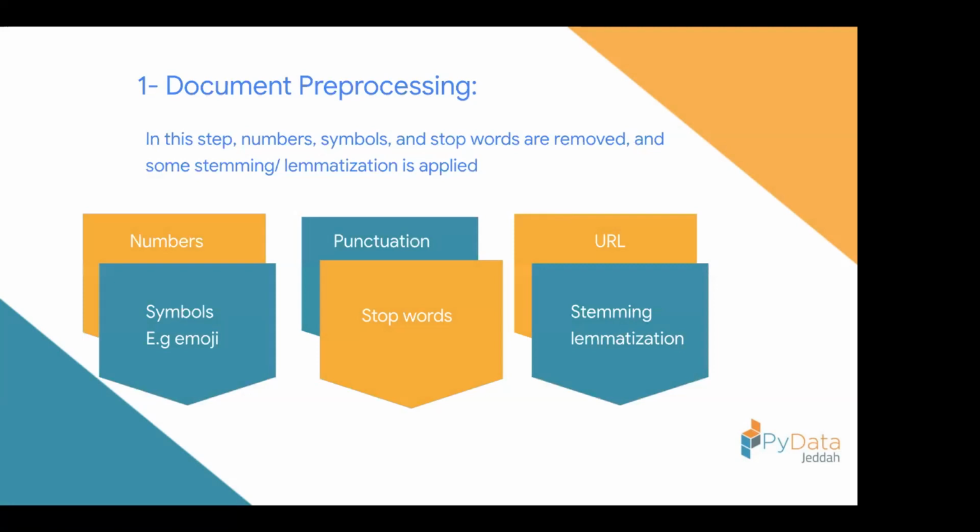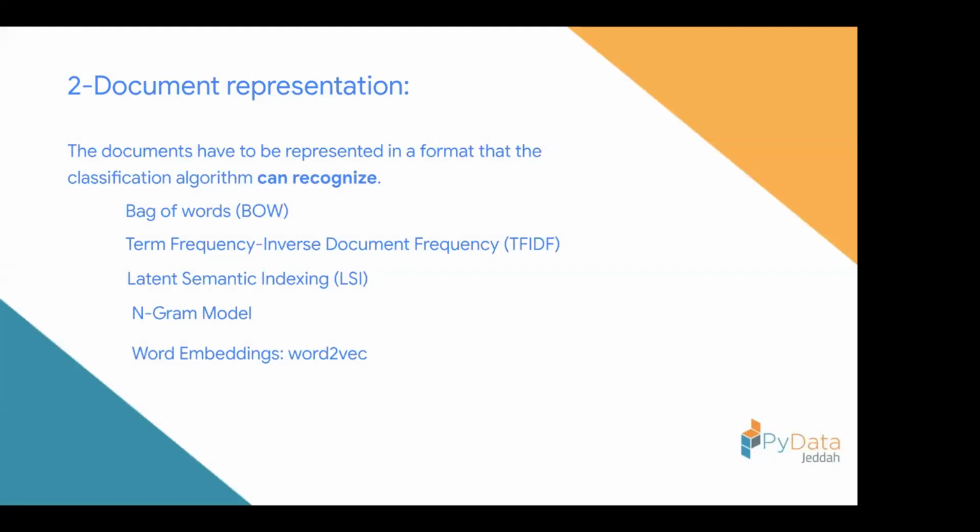Let us go to the first step, document pre-processing. What happens in this step? We remove things like emoji, numbers, stop words, links and URLs, and apply processes like stemming and lemmatization, and so on. So now we have clean text, or a clean corpus. The next step is document representation. What do we mean by document representation?